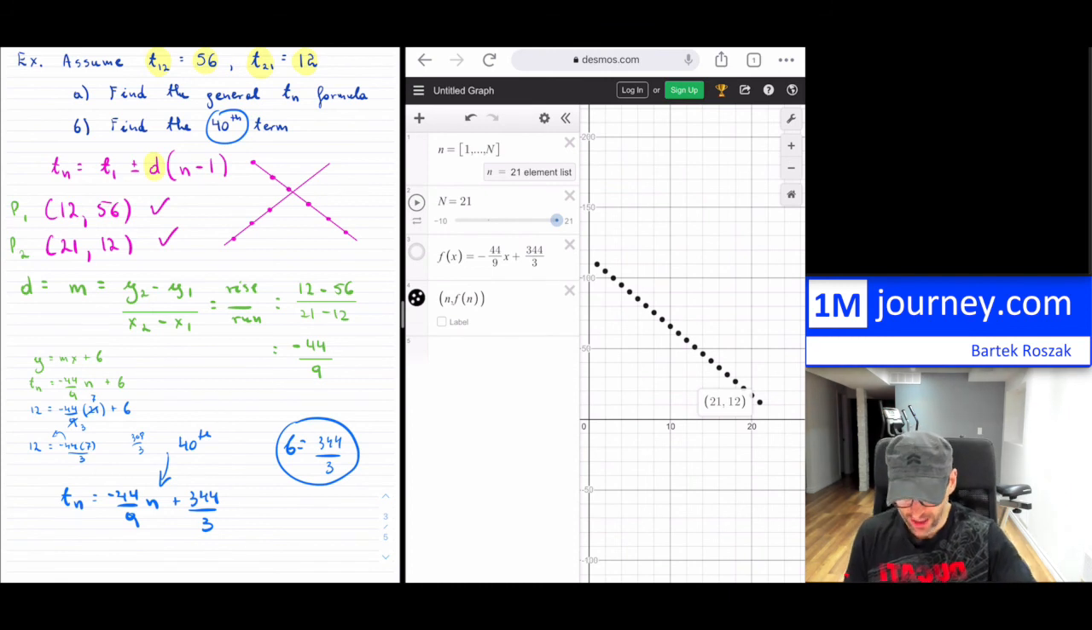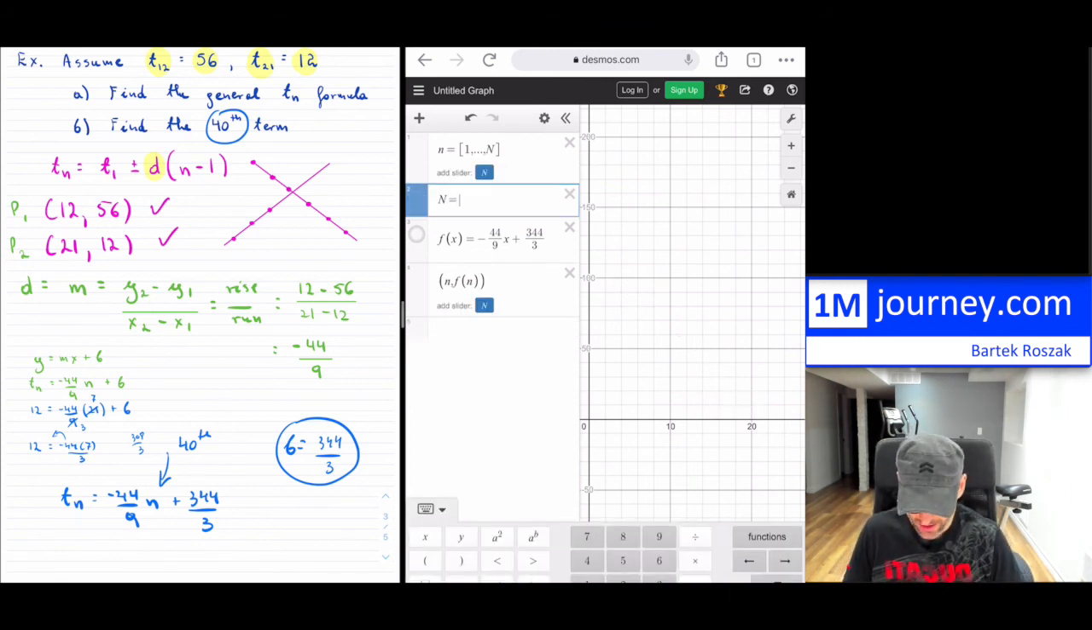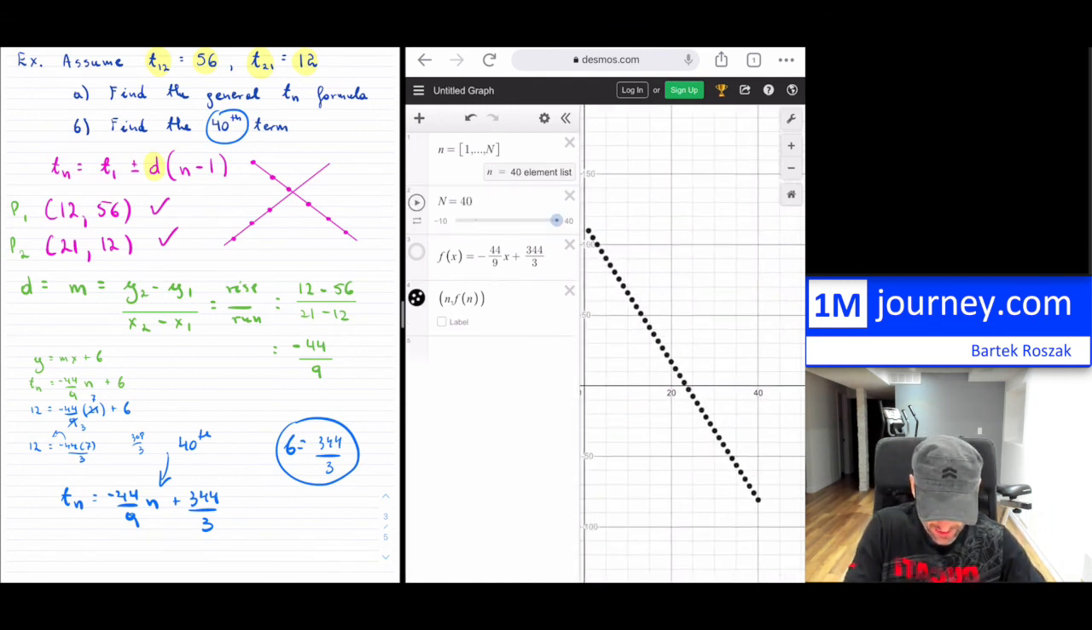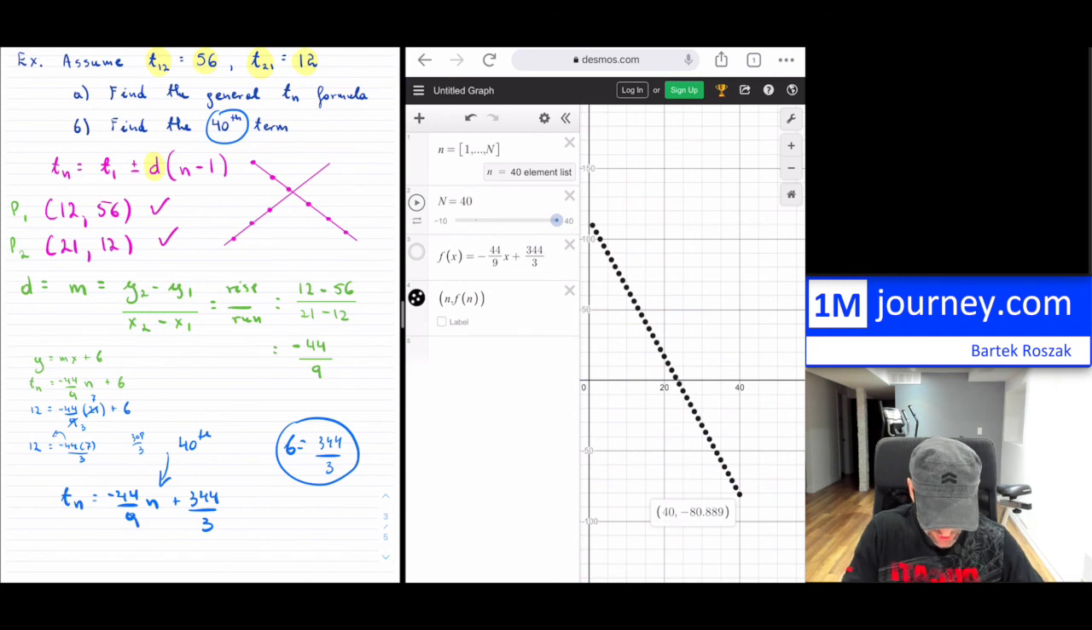Now, if I wanted to get it up to 40, of course, I can substitute it in and get exactly what that would be. But I'm going to just show you visually what happens. So it gets down all the way to there. So it's about negative 80.889. So it's going to be some kind of a fraction that we would have if we plugged it in. So this was a great question.